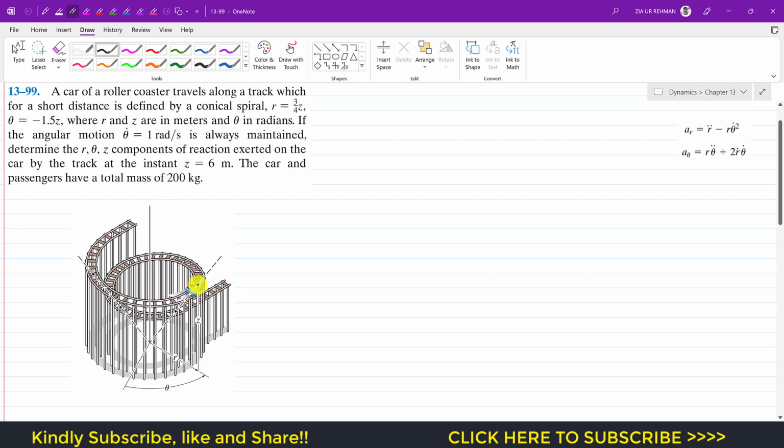Now, since this roller coaster is moving in cylindrical coordinates, it is moving along the r, theta, and z directions. So we have to consider the cylindrical coordinates, and for that I am going to define my cylindrical axes. In the outward direction, that is my positive radial direction, and in the increasing theta direction, that is my positive theta direction. Theta is increasing in the counterclockwise direction like this. Similarly, the positive z direction is in the vertical direction. This is my positive z.